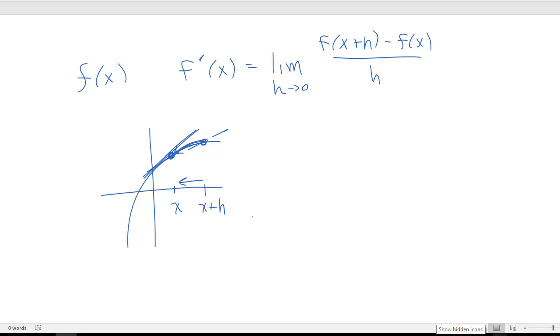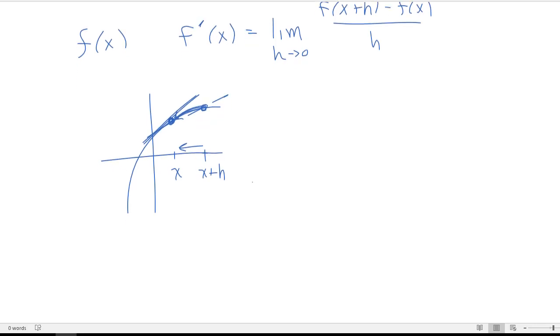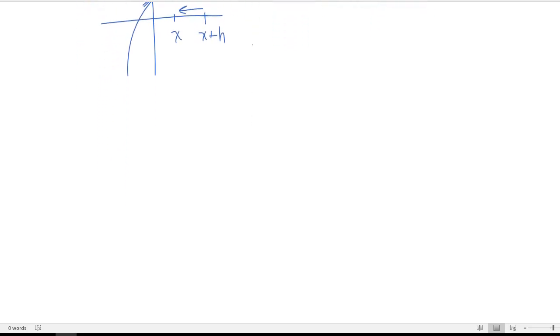And what we want to do is get a little bit more efficient here. Instead of having to use that limit definition, we want to have some shortcut rules. So in this video, we're going to discuss what I would call the first group of shortcut rules, and then in the next video, we'll discuss some additional rules as well.